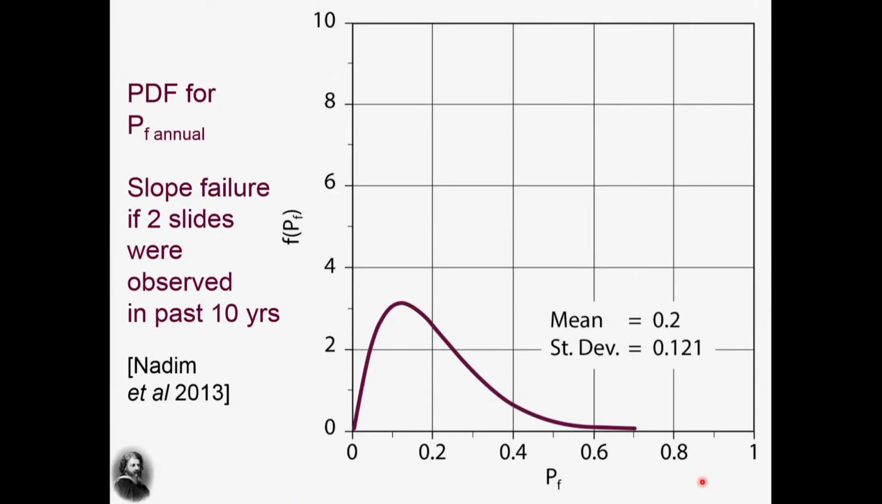And from this information, you can construct a distribution function of the probability of a failure occurring in one location where you have no or several observations of failure. This one is the probability of slope failure if 2 slides were observed in the past 10 years at one location. This was one of the banks in the Gulf of Mexico. Naturally, with 2 failures in the past 10 years, it has a mean of 2, and then a standard deviation of 0.12, which is easily calculated with tables.